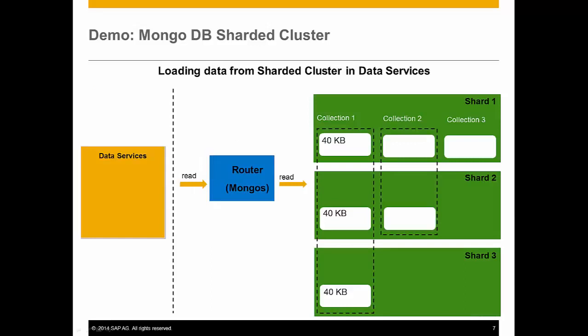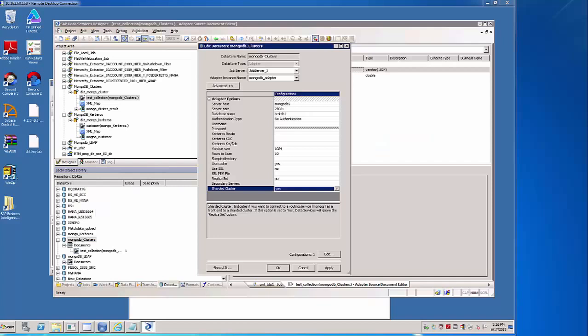The following demo will show you how to use data services to connect to a shard cluster router and use the router to load data from 3 different shards. Creating a data store in data services that points to a MongoDB shard cluster router is relatively simple. All you need to do is provide the hostname and port number that point to the cluster router. In addition, make sure you provide the database that you're trying to gain access to. And don't forget the shard cluster option must be set to yes. If you don't do that, you will receive an error message from data services.